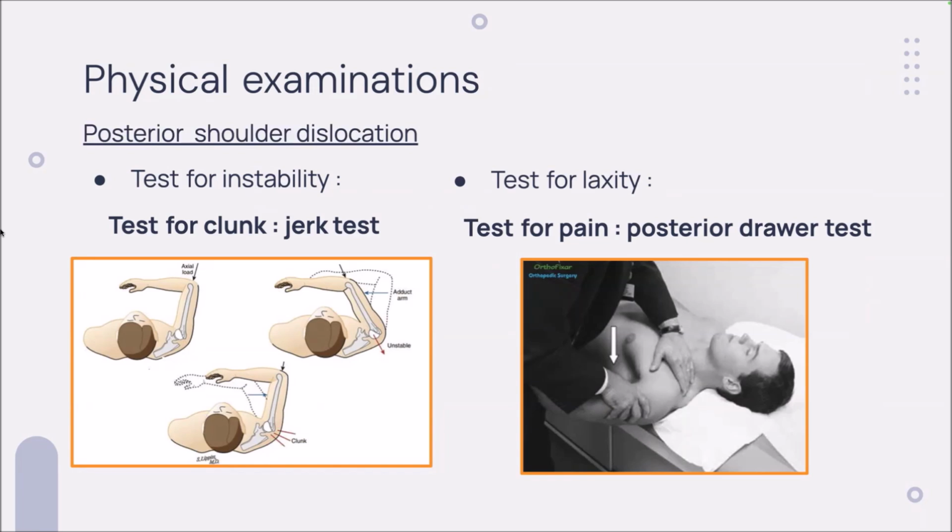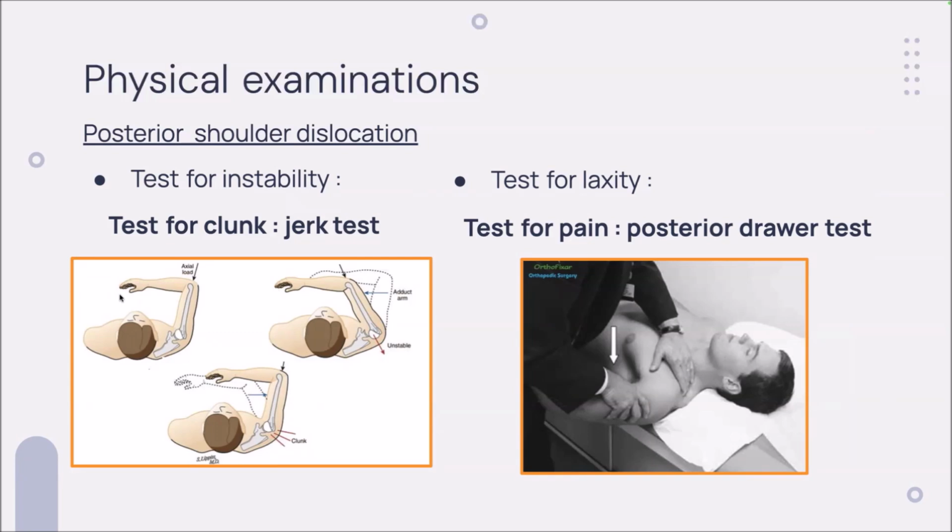So other tests are the test for instability and the test for laxity. There's the jerk test and the posterior drawer. For the jerk test, the patient is in a sitting position and the examiner puts one hand at the scapula, and the other hand is used to flex, abduct, and internally rotate the shoulder with an applied axial load. If the patient feels pain at the posterior side, it's positive. For the posterior drawer test, the physician places one hand to stabilize the scapula with the thumb on the patient's coracoid process, and the other hand is used to apply pressure posteriorly.